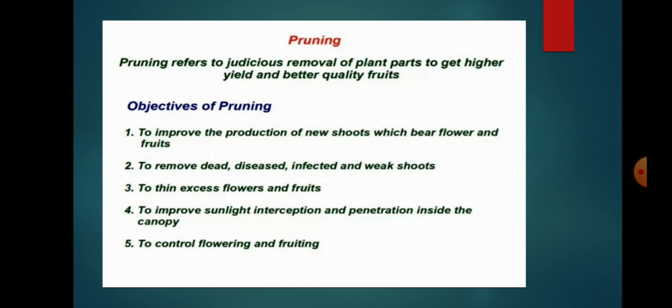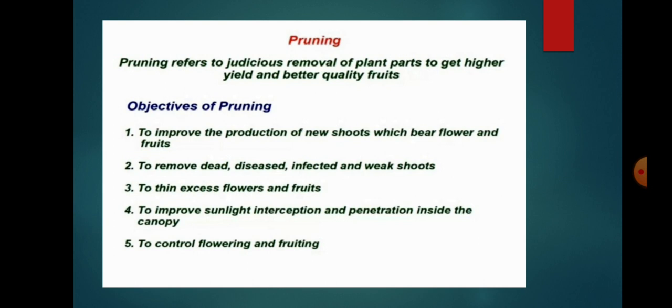for better yield and quality. To thin excess flowers and fruits. If excess flowers are present, it affects the pollination, which will directly affect the quality of the fruits. And if there are too many fruits, then the quality of the fruits decreases and the size of the fruits can decrease, so we must thin out some of the fruits.